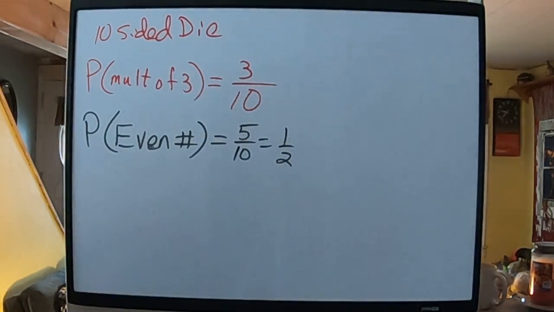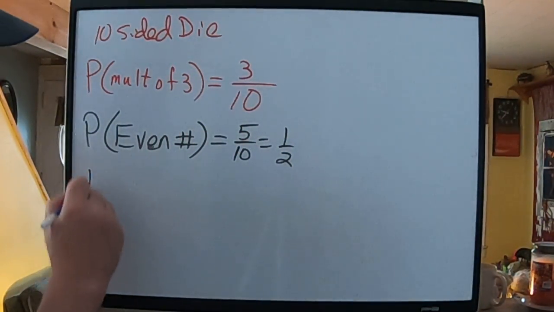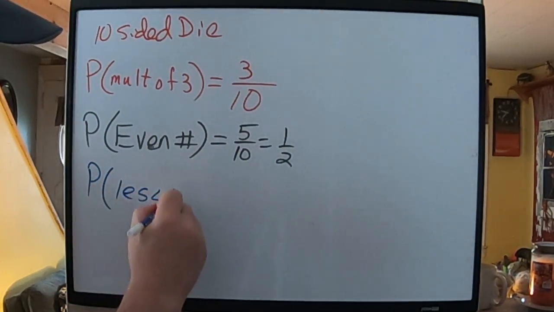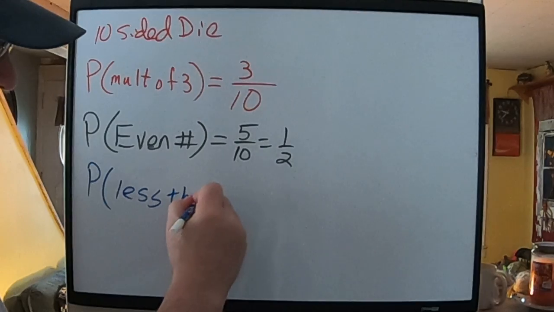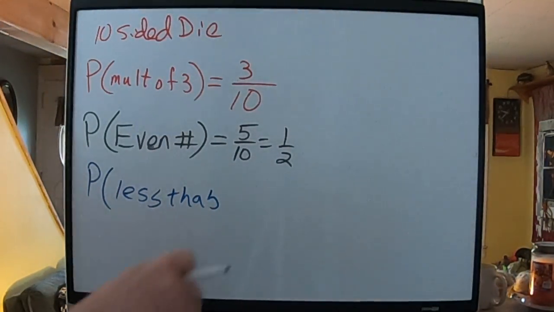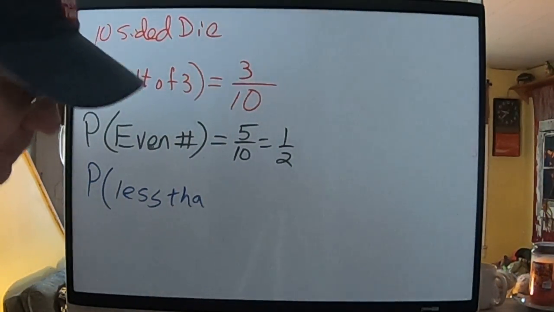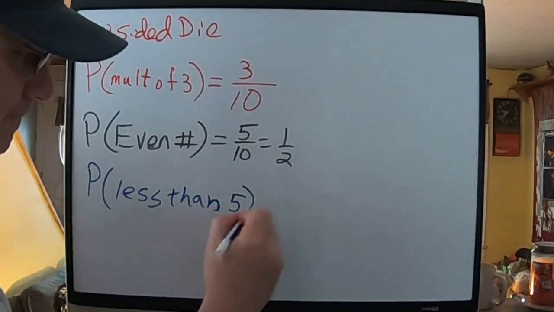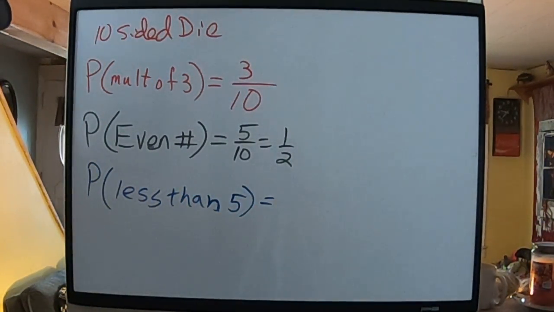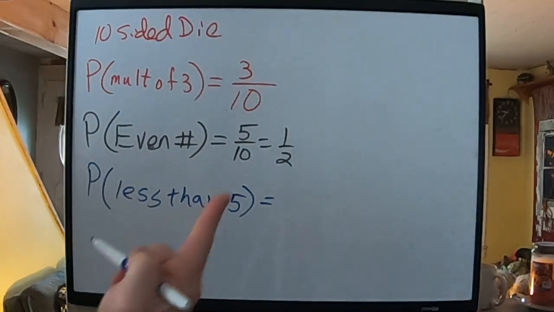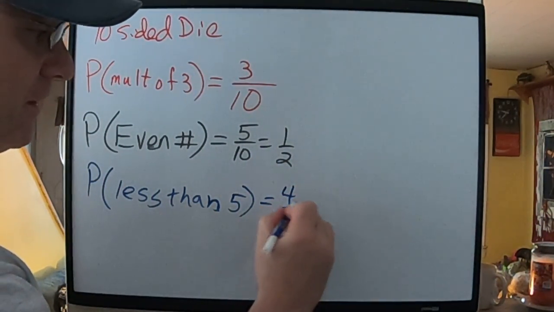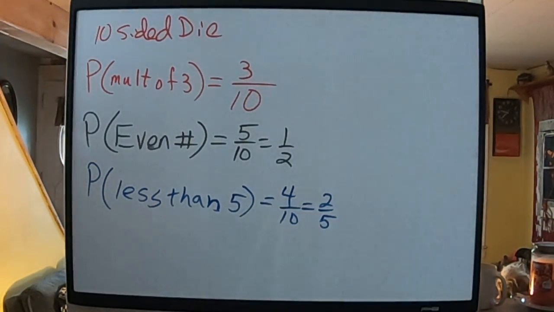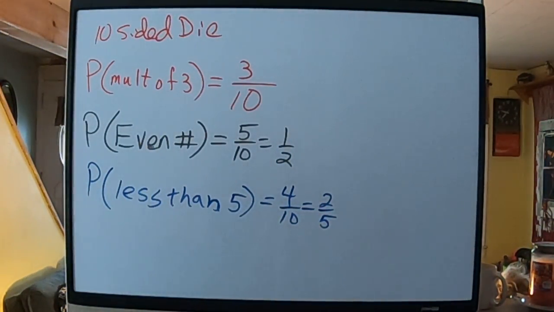The last one of these is the probability of getting something that's less than a 5. Well, what numbers are less than 5 from 1 through 10? 1, 2, 3, 4. So 4 out of 10, or 2/5. All right. What else could we have?